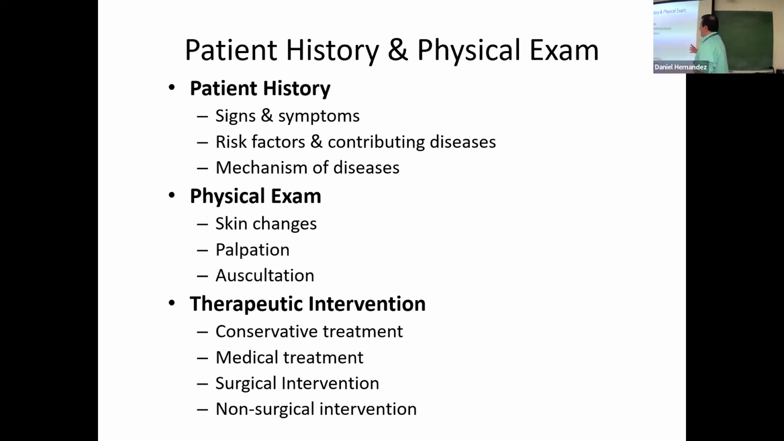We'll discuss patient history, the physical exam, and some therapeutic interventions as it pertains to peripheral arterial disease. We'll go over specifically signs and symptoms, risk factors, the mechanism of the disease, some of the things we're looking for when doing that physical exam, as well as therapeutic interventions for patients who do have peripheral arterial disease.